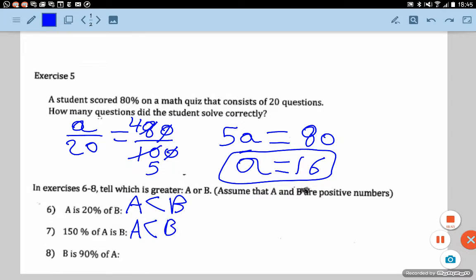The next question. B is 90% of A. The same thing we are going to do as last time. So we are going to write B over A equals 90 over 100. So B now is less than A. So we are going to write here, A is bigger than B.